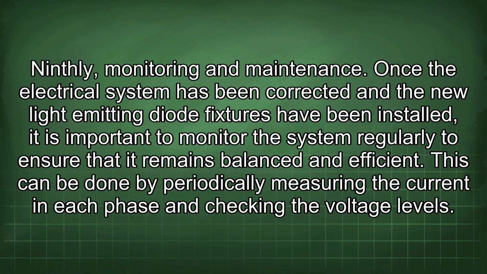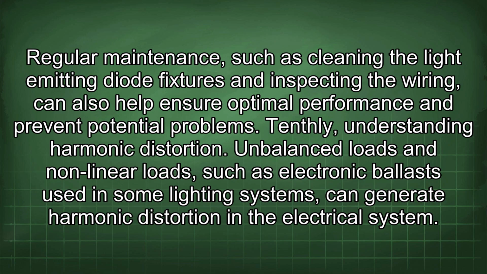Ninthly, monitoring and maintenance. Once the electrical system has been corrected and the new light-emitting diode fixtures have been installed, it is important to monitor the system regularly to ensure that it remains balanced and efficient. This can be done by periodically measuring the current in each phase and checking the voltage levels. Regular maintenance, such as cleaning the light-emitting diode fixtures and inspecting the wiring, can also help ensure optimal performance and prevent potential problems.